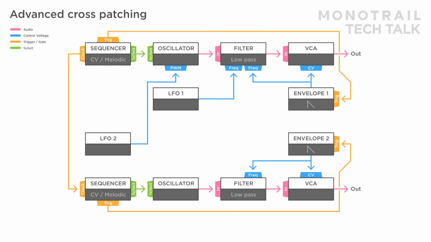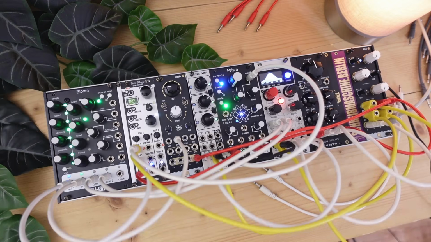To create interest in the second voice, a copy of the first envelope is sent to a VCA and on to modulate the filter of the second voice. The second LFO is used to modulate the VCA, fading double envelope modulation in and out. This works great with slow, mellow sequences.